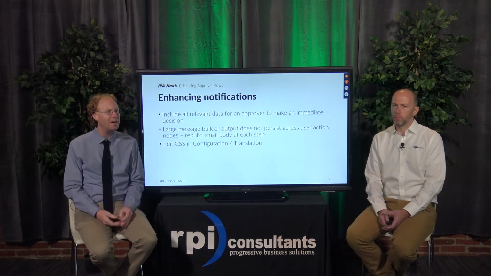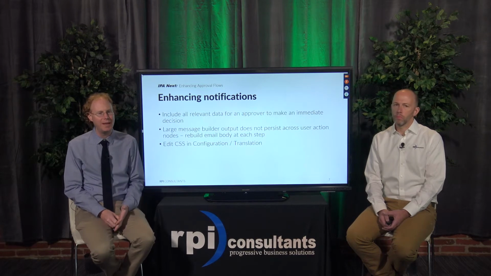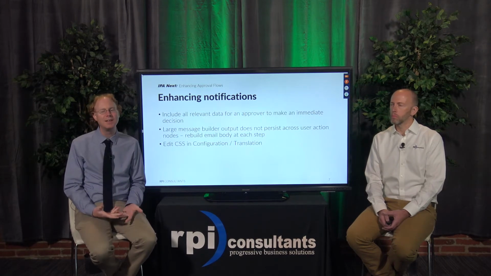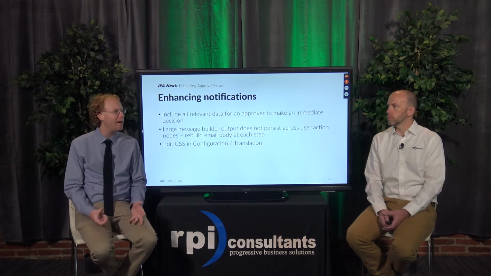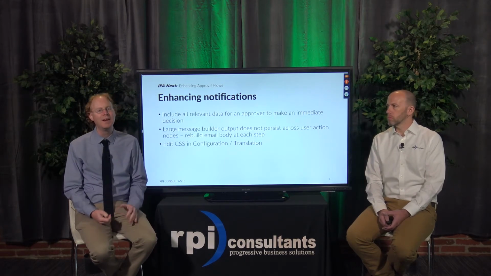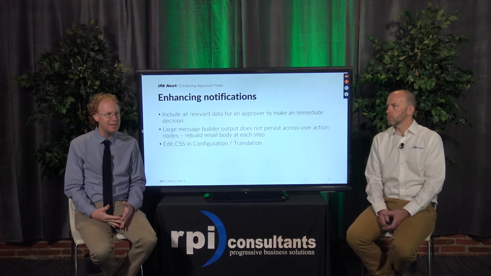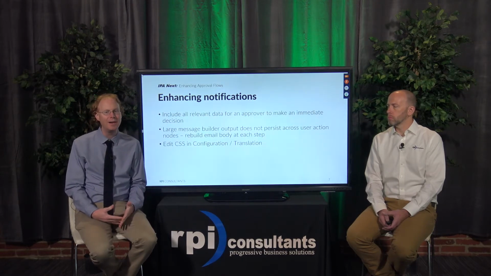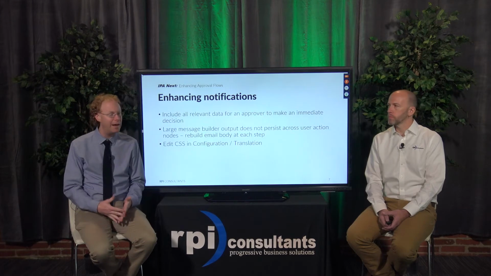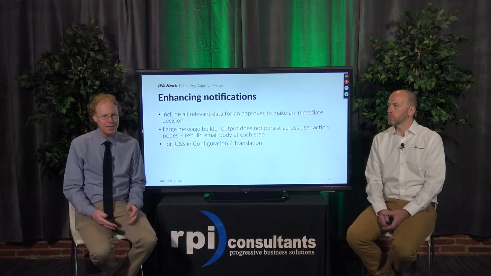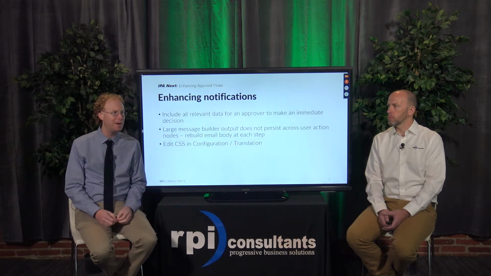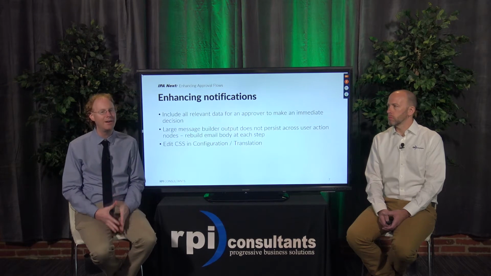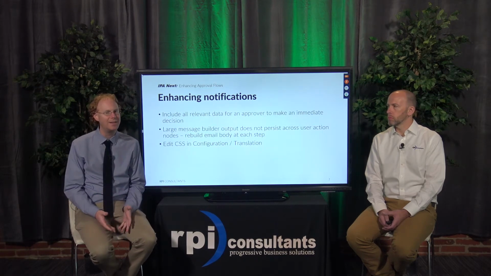Another thing I'd like to mention about email notifications is you can change the default styling, the colors and the fonts, and even how those approve buttons look. That's done by editing the CSS that gets written out into the email header. You do that in Rich Client under Process Server Administration, Configuration, and then Translation. On that translation screen, you'll see at the bottom where the email header text is listed. You can edit it right there.